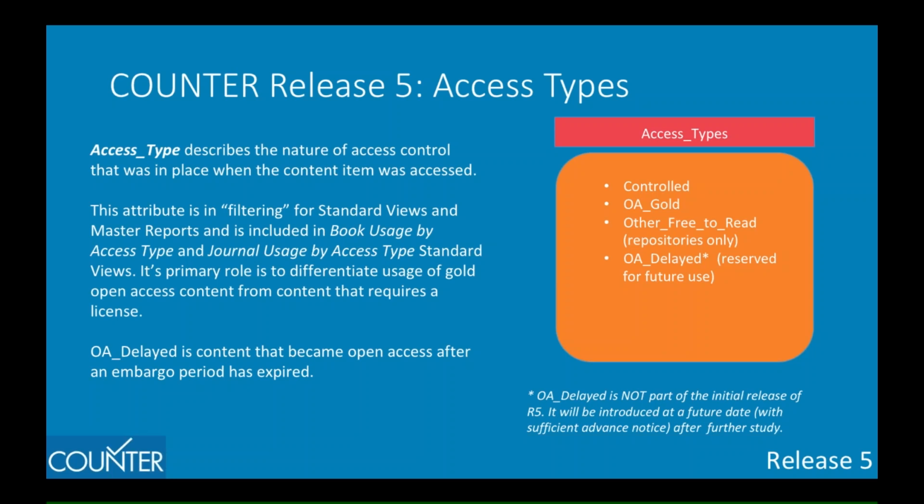So there are two additional access types in here, either free to read. This is only applicable for repositories only. And also we have been discussing open access delayed. This is not in release 5, the initial release at this moment, and we are still discussing how we could release it. The reason is that some content could be under embargo for a certain period, and during that time that content is controlled. However, after the embargo period is over, that content becomes available to the public. So we would like to see those metrics as well. However, we couldn't deploy that in the initial release.